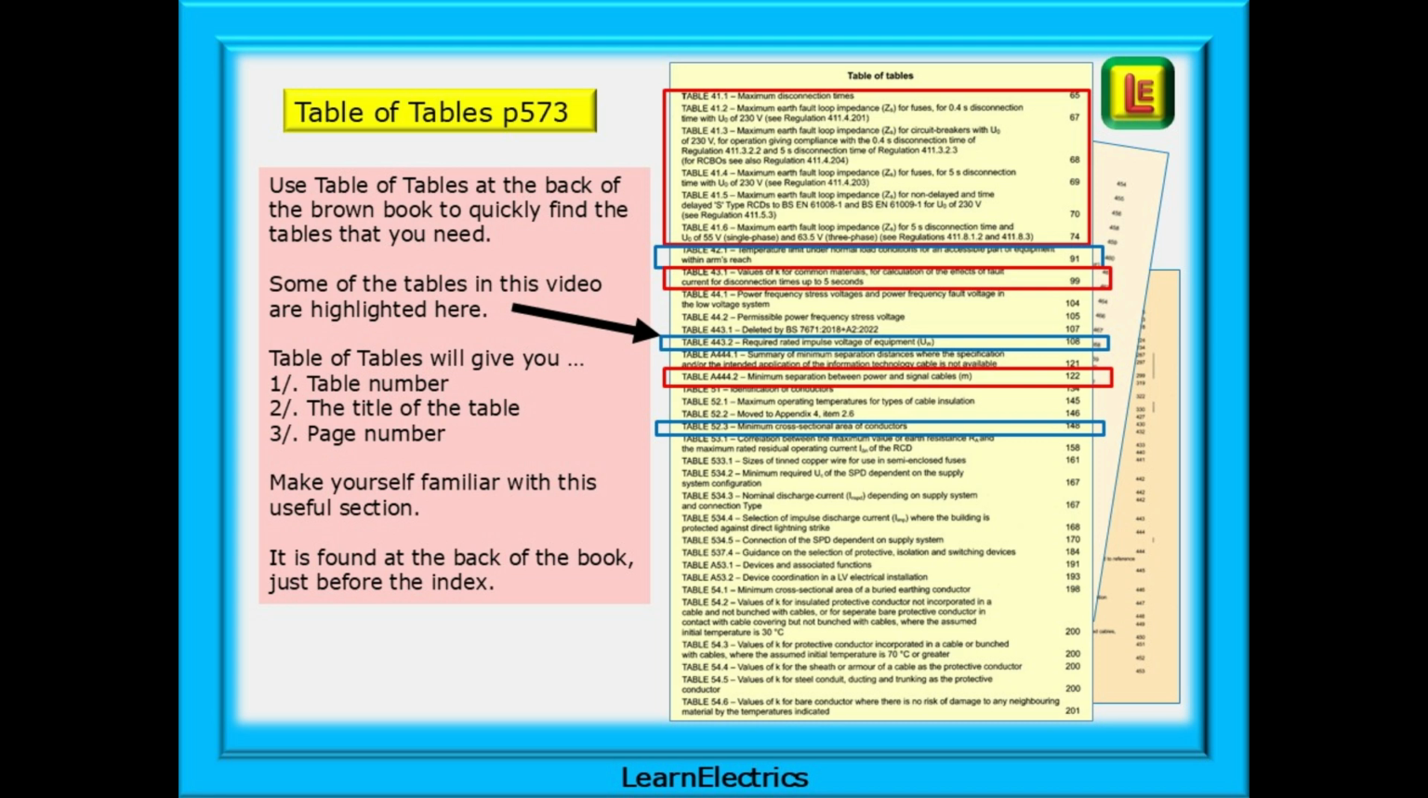Before we go, there is a very useful section at the back of the book called Table of Tables, beginning on page 573, and some of the tables are highlighted here. These few pages list all the tables shown in the Brown Book in order of appearance. It will give you the table number, the title of the table, and most usefully, the actual page number. It is found immediately before the index.